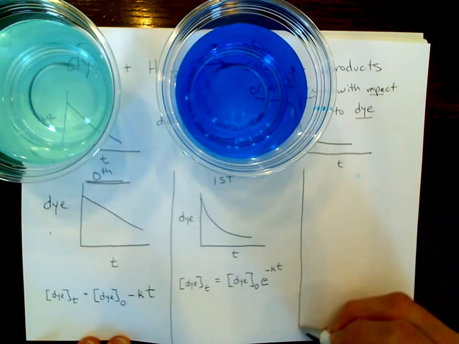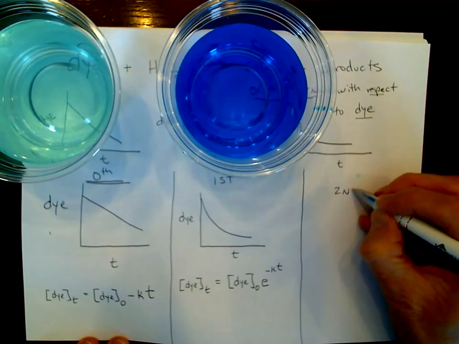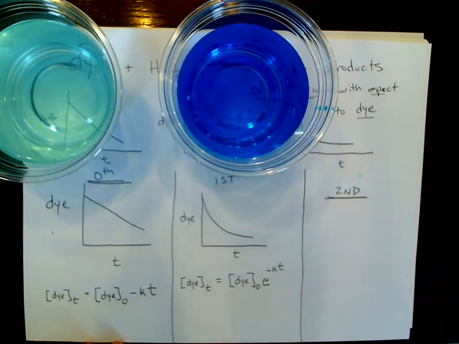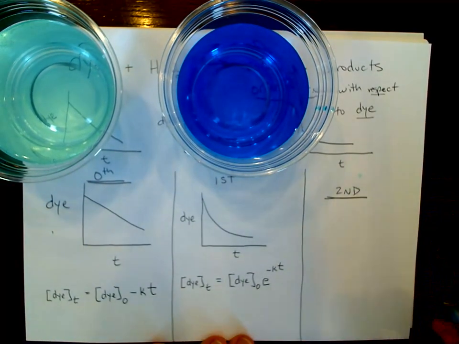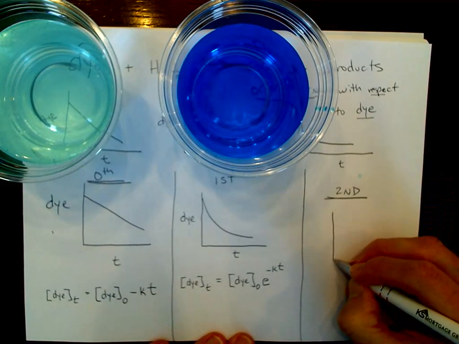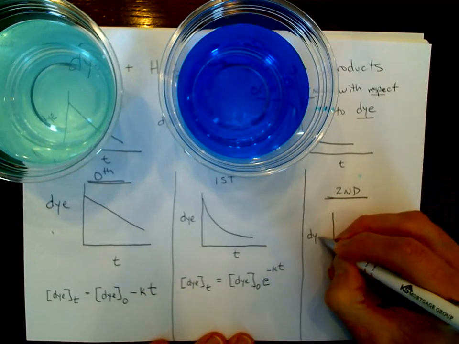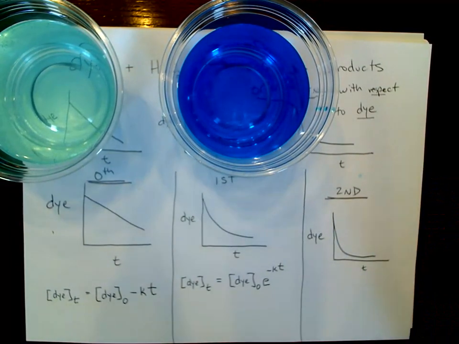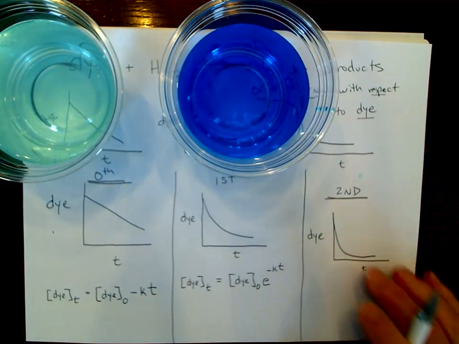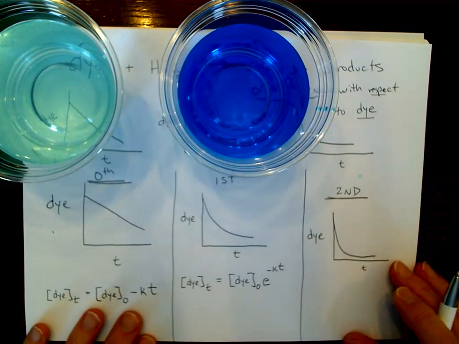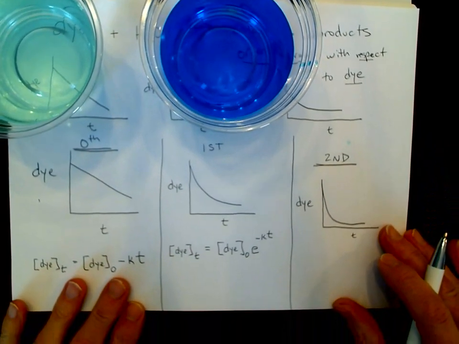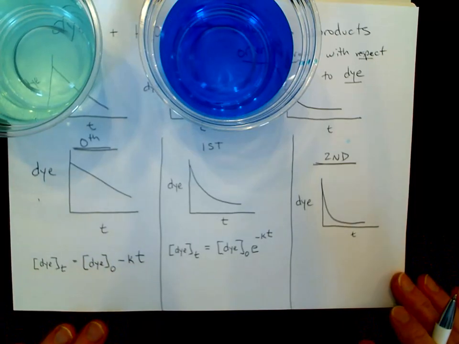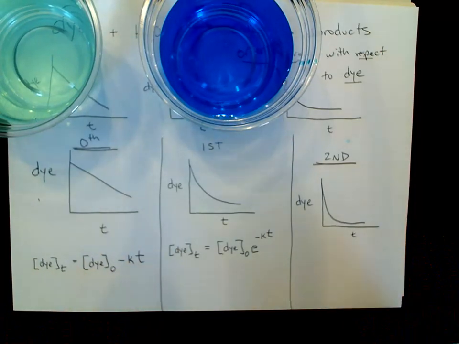And then finally, for a second order process, it's going to look like this. Let's see. This is going to drop off really quickly. Dye versus time. Woo, it's really going to drop quick, but it's still kind of curvy like this. Now I'm going to give you an equation here that's not found in your book, but it works. It definitely works. So this might be something that you want to use.